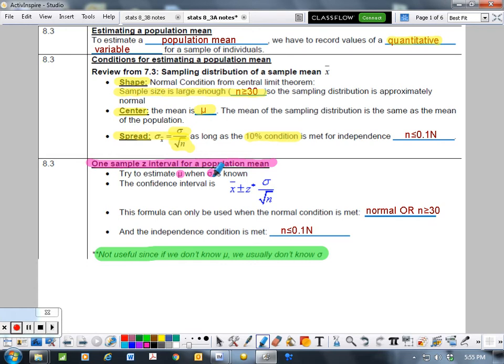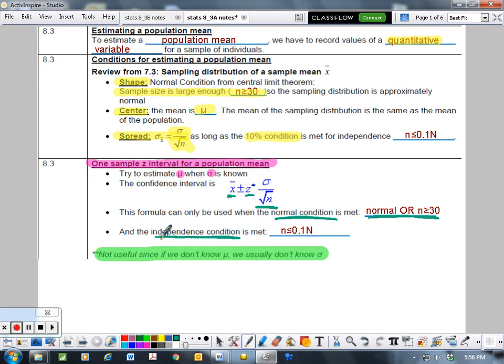And so that formula looks very similar to our formula for proportions. Instead of the proportion, we have the mean of the sample, plus or minus our z star, times our standard error. And our standard error for means is standard deviation of the population divided by the square root of n. And again, this can only be used when we meet the normal condition. So either our original population is normal or our sample is greater than or equal to 30. And to be able to use that standard deviation, we also have to make sure we meet that independence condition.